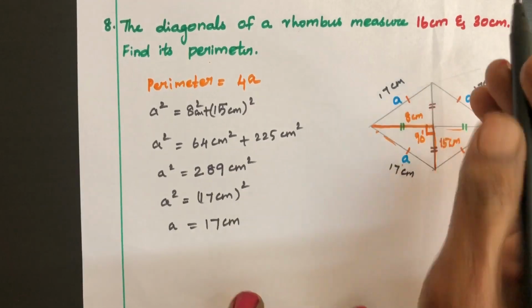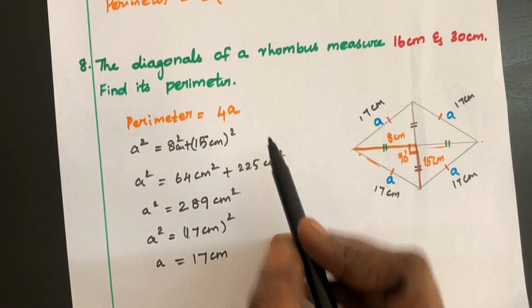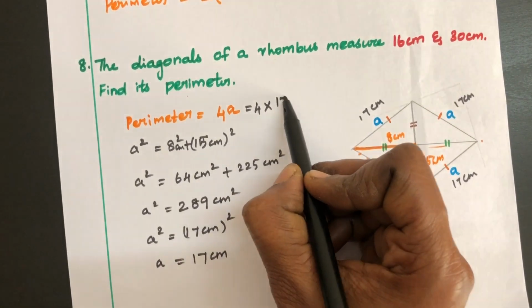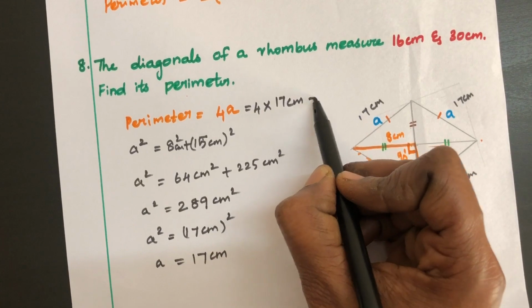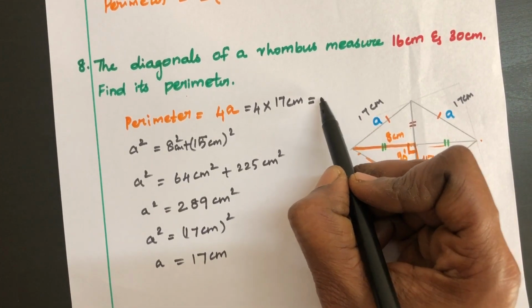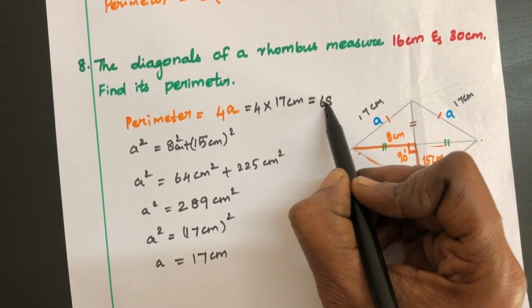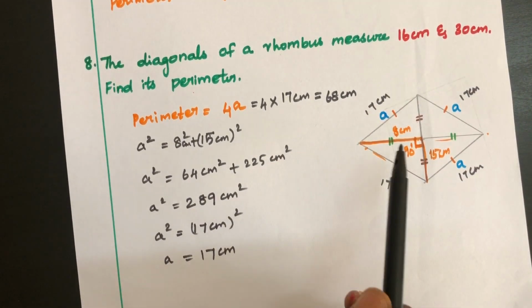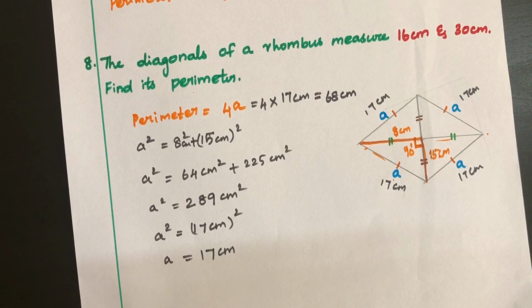Now we are going to find the perimeter. What is the perimeter? 4 into A. What is A? 17 centimeter. So this is equal to 4 into 17, which is 68 centimeter. That's all. So the perimeter of the given rhombus is 68 centimeter. Thank you.